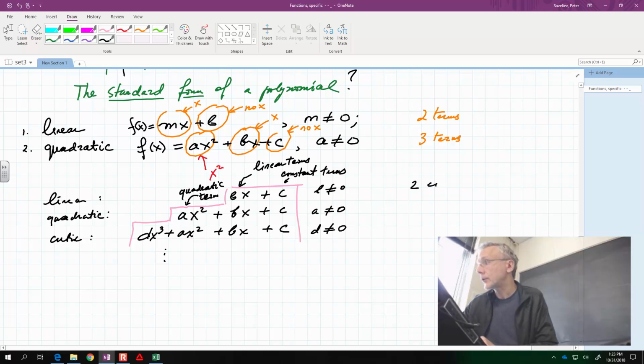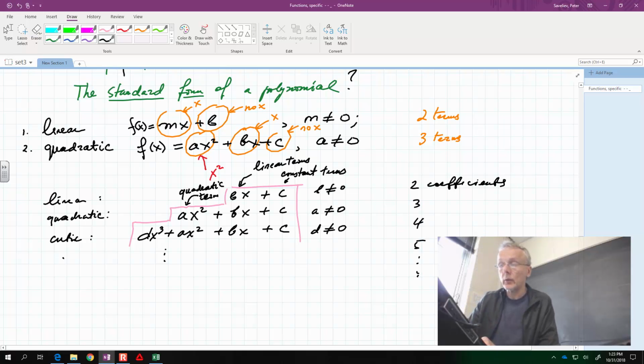So you have 2 coefficients, 3, 4, and 5, and it will go on and on. And then cubic, we run out of words here also very quickly, because there's a special word for every polynomial, and we want to have all the polynomials at once. So the way we describe it is nth degree polynomial. It will have n plus 1 coefficients.